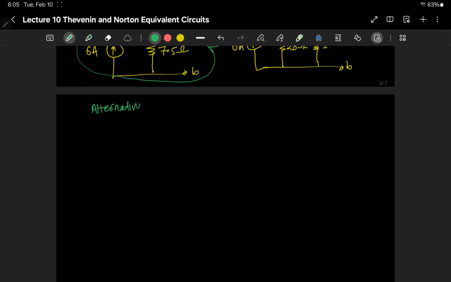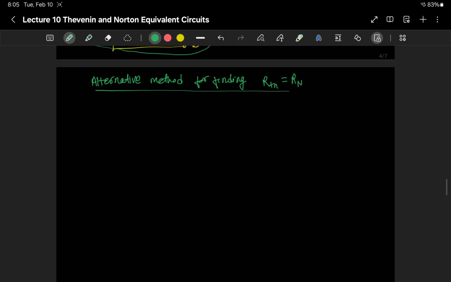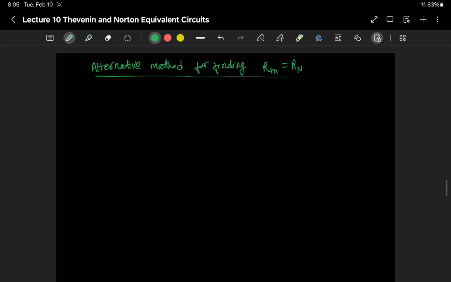Alternative method for finding RTH is equal to R Norton. Okay, this method will be helpful, but again, this is only valid for circuits that have independent sources. So if you have a dependent source, we have to find another method, which we'll discuss after a few pages here.